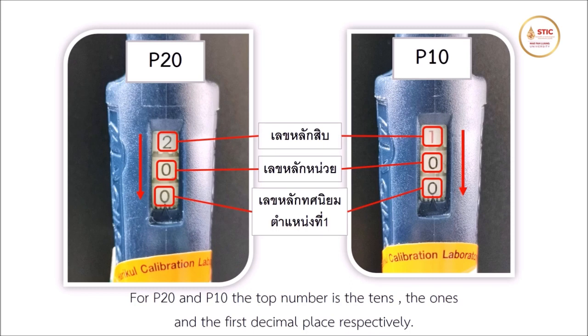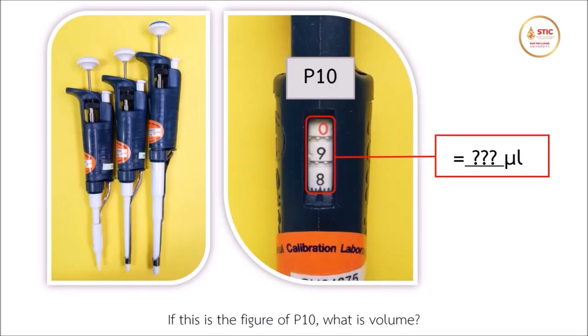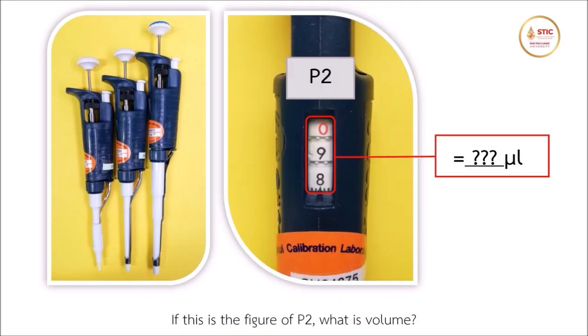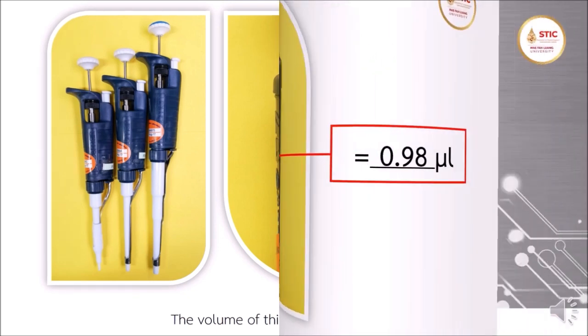For P20 and P10 the top number is the tens, the ones and the first decimal place respectively. If this is the figure of P10, what is volume? The volume of this figure of P10 is 9.8 microliters. For P2 the top number is the ones, the first decimal and second decimal place respectively. If this is the figure of P2, what is volume? The volume of this figure of P2 is 0.98 microliters.